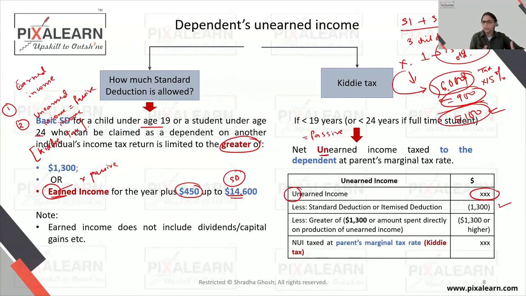So minimum, you will get a $2,600 deduction from unearned income. But after that, if there's any extra, that will be taxed at the parent's marginal tax rate. And this tax is called the kiddie tax.